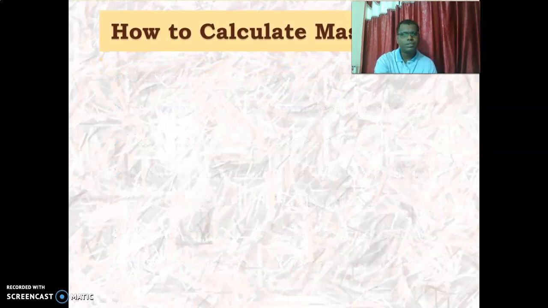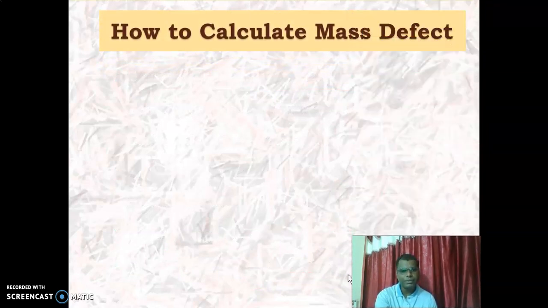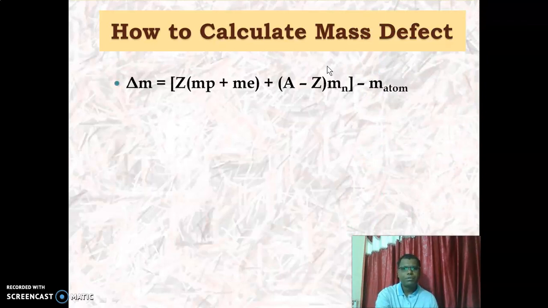So how can this mass defect be calculated? For that purpose, we have this formula. Delta M is the mass defect. Z is the atomic number, so it simply indicates the number of protons. So atomic number into the mass of a single proton plus the mass of an electron.